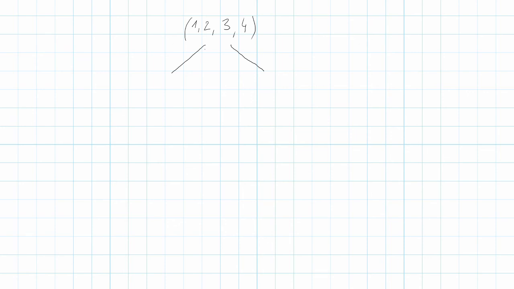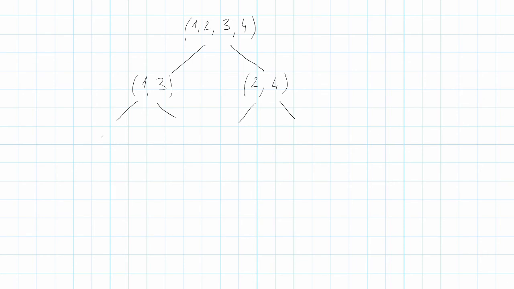The indexing starts from 0, so 1 has index 0, so it's even, and 3 has index 2, so it's even too, and the elements with odd indices are 2 with index 1 and 4 with index 3. Now these are not singletons, so we split it again.